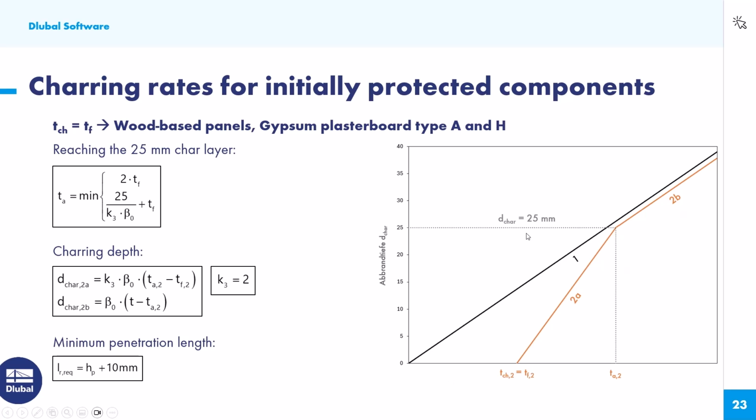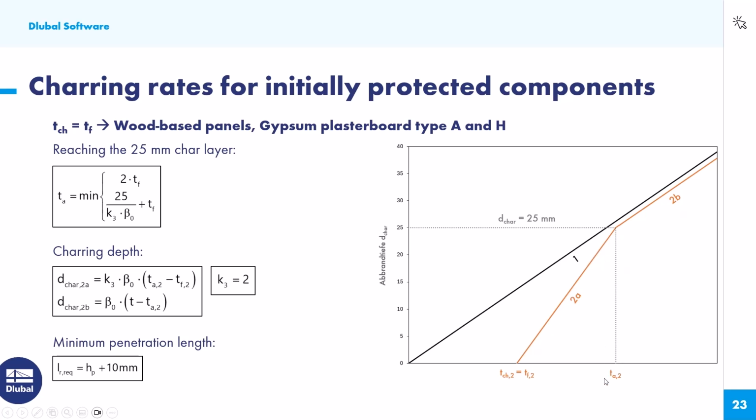You see here the charring depths for part 2A, and here we see this factor K3, which is 2. And the reason why we have to consider an increased charring depth is nothing else than the temperature. Next behind the protection is already really high, and of course the timber dries out. And of course the dry timber is burning much faster than wet timber. That's clear, I guess. And that's why we have to consider this increasing charring rate.